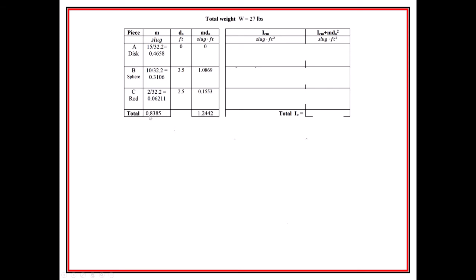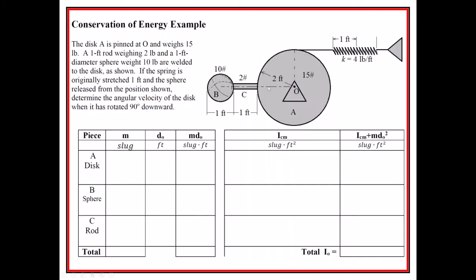The total mass, though, is going to be 0.8385 slugs. We add up this column right here, so we have really the first moment of mass, if you will, and that's 1.242. And so if we divide that 1.242 by the mass, we get the location of the center of mass of that piece, right? So it was like 1.4, so it's right around in that location.